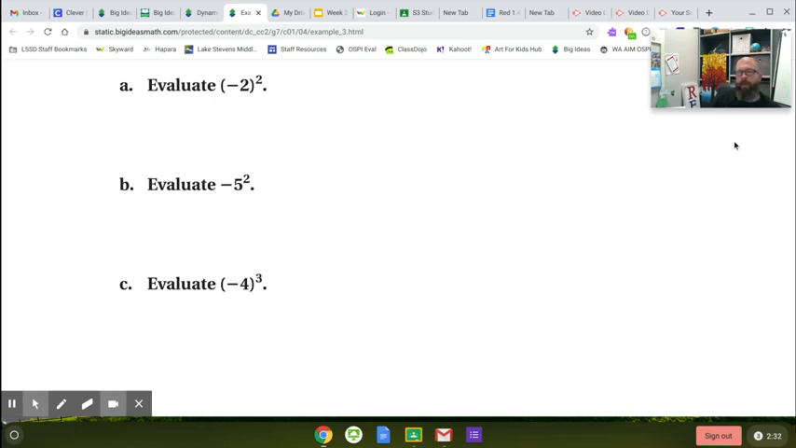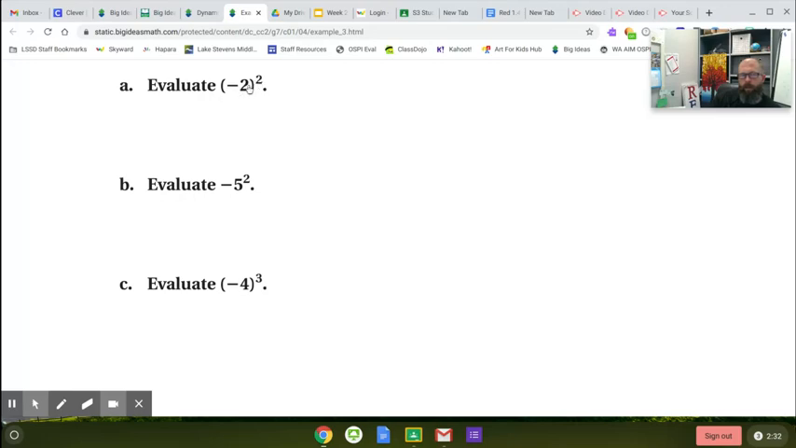1.4, example 3. And they're going to throw some curveballs at us here. So some of this stuff is hard to remember, so I would really recommend keeping your notes handy when you're doing your assignment and your test. Okay? So evaluate is another fancy word that they like to use in the math world that just means solve or figure it out. And we're starting with (-2) to the second power.